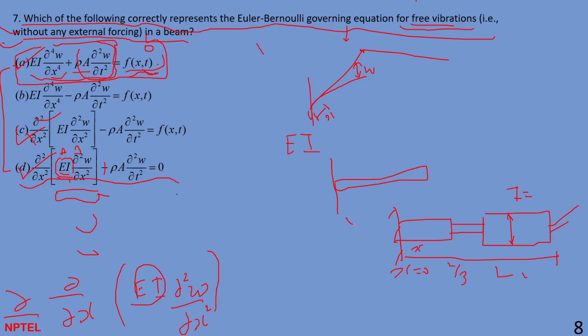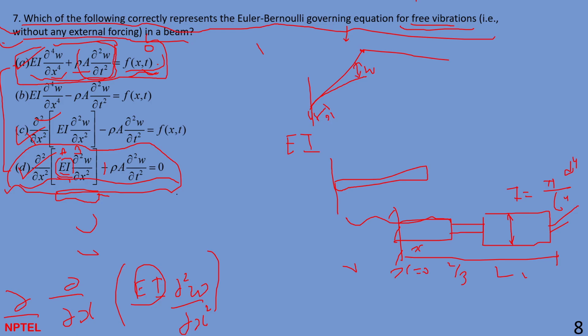Because with respect to x, the moment of inertia, which is pi by 16 of d to the 4, right? The diameter is changing. So this will change actually, right? So here the answer will be D, because they're also considering the change in the inertia, right?